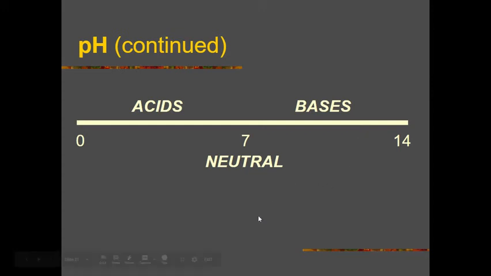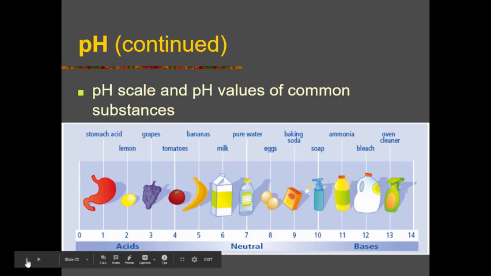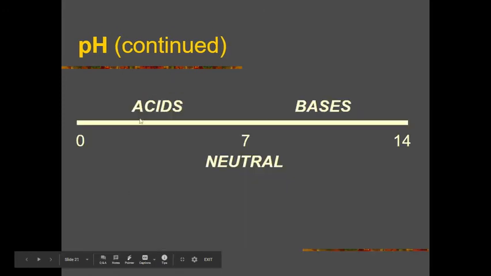And if you are having a difficult time remembering where acids and bases go on the pH scale, think of the alphabet. A comes before B. So when you're looking at the pH scale, acids are going to be on one side and the bases are going to be on the other, in the same direction that you would read.